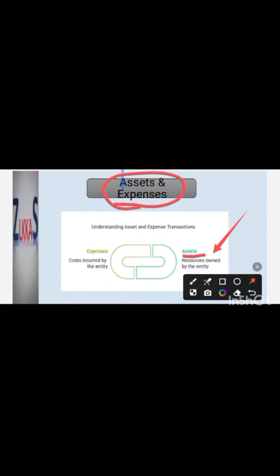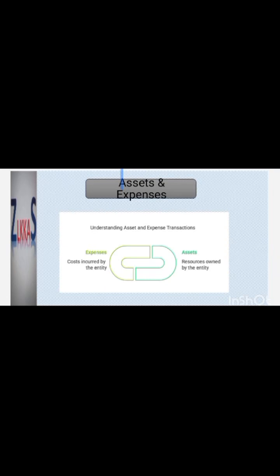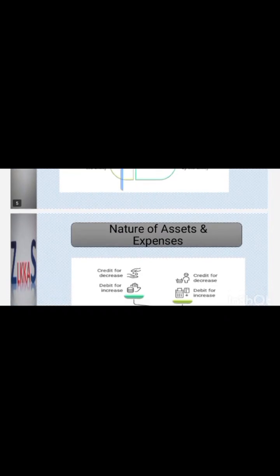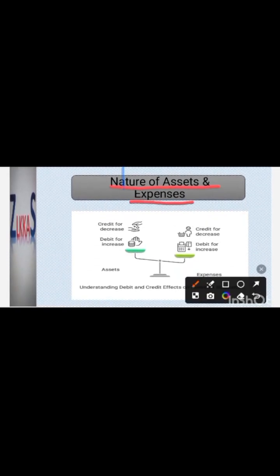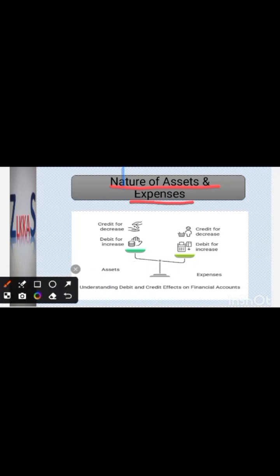Now, the second thing, what are expenses? Costs incurred by the entity to run any kind of business. There are certain expenses that the company has to bear, okay, and those will be counted in the expense account. Now we will check what is actually the nature of these two important accounts. To understand the nature of the asset, you have to just focus here.